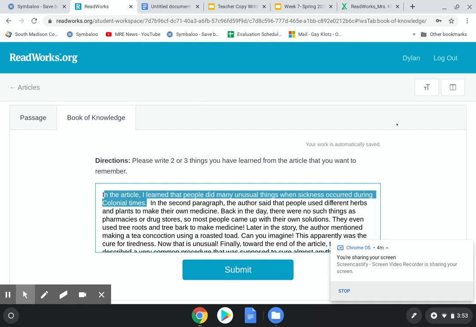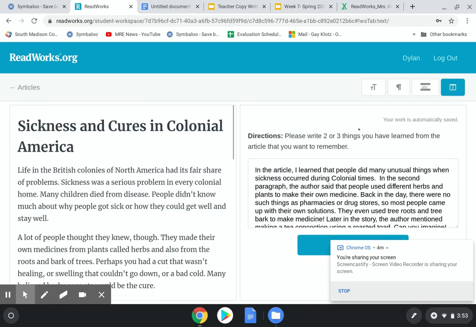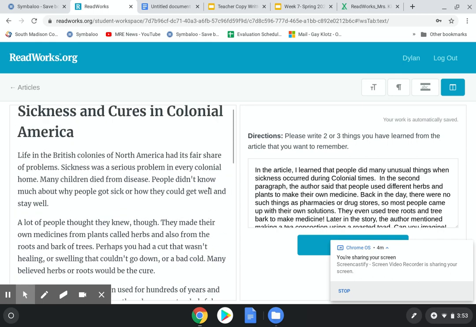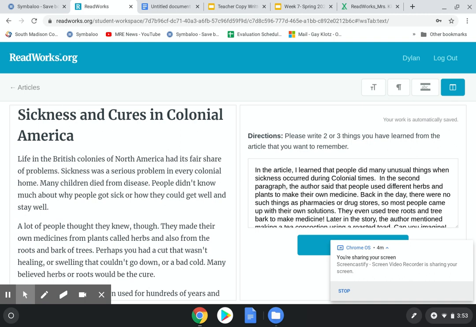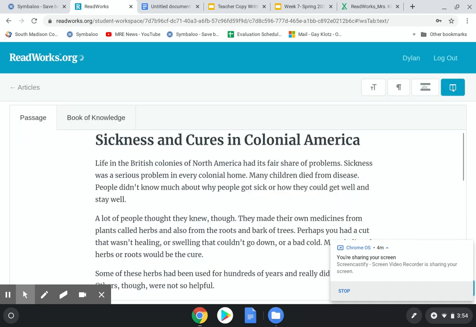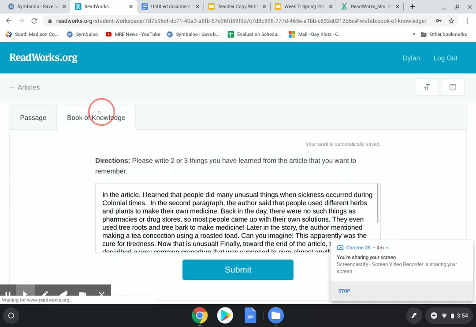If it's easier for you, up here on the right-hand side is this little box here. If you click on that, then your writing will show up on this side, and the article will show up on this side. That way you can make it easy to go in and do your writing. So I'm going to go back to this view so it's easier for you to read.